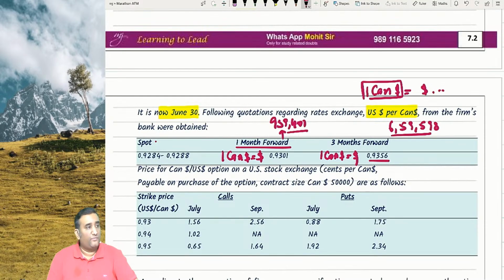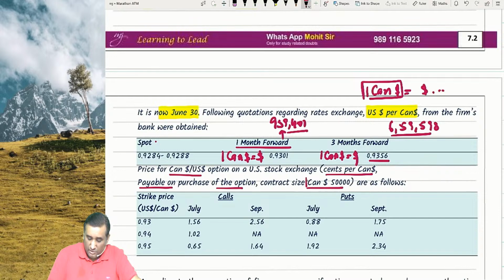The price for this is actually confusing language. If it confuses, let's try to find our objective. Find what is the price of the commodity. Price in dollar per Canadian dollar on option, payable on purchase. Contract size Canadian dollar 50,000. I could not make it out the first time. I could make out one thing, the contract size is in Canadian dollar. That means Canadian dollar is the commodity, price is in dollar, and we are required to buy or sell. Buy means call option. We require a call option on Canadian dollar.